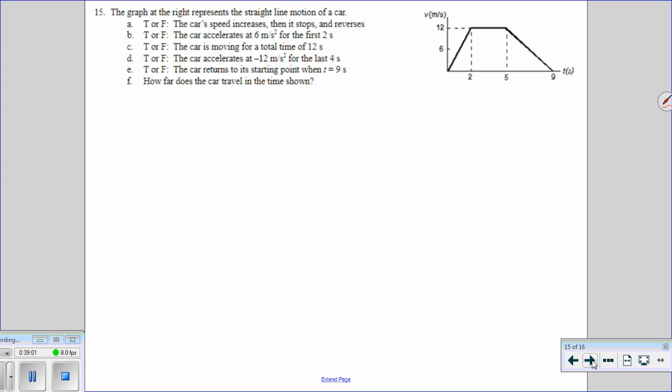Daniel, C. True or false, moving for 12 seconds. False. How long is it moving for? 9 seconds. Cool, that one was easy.